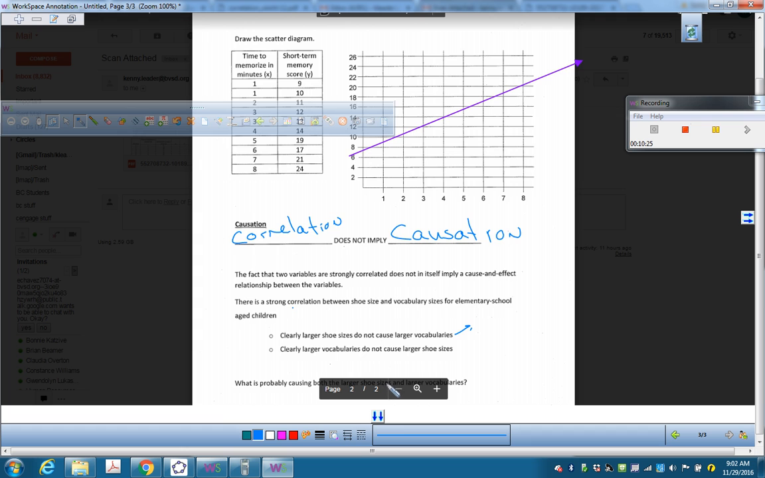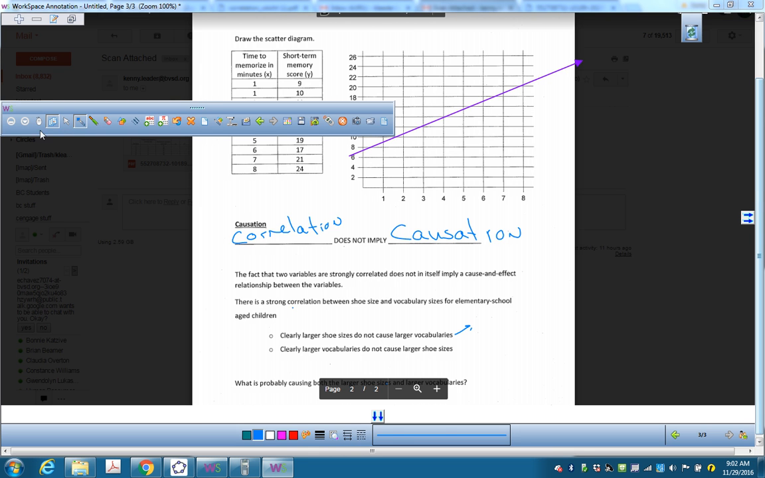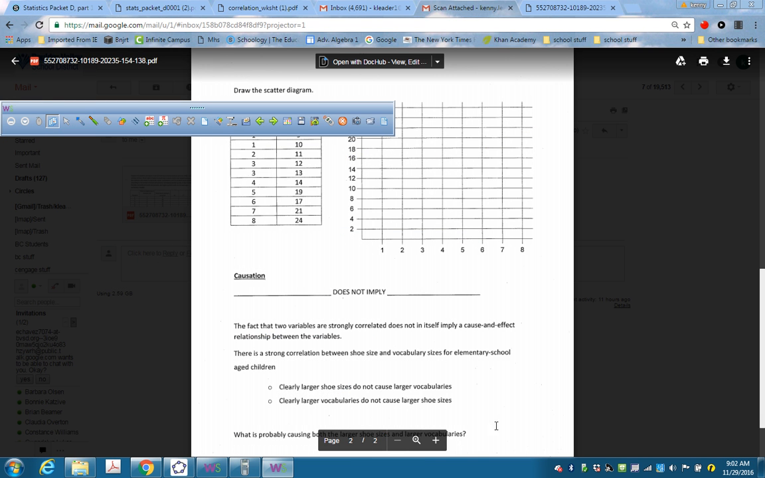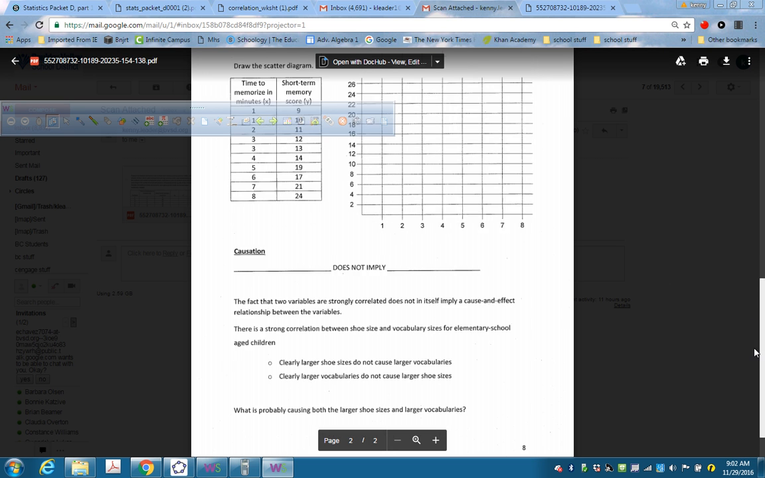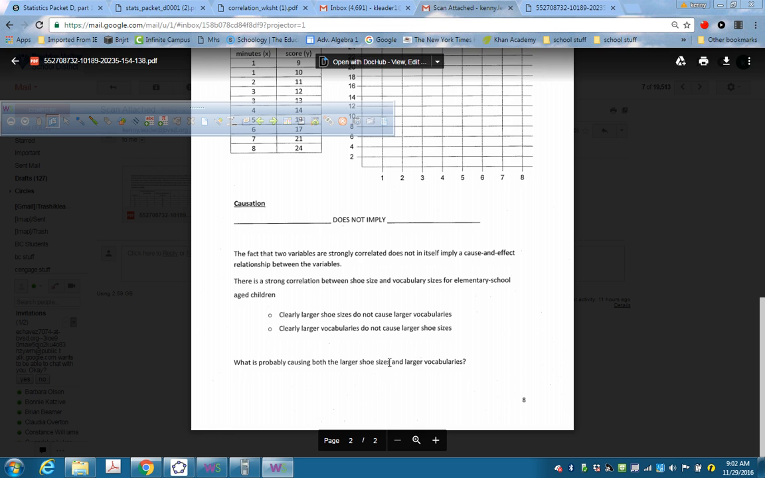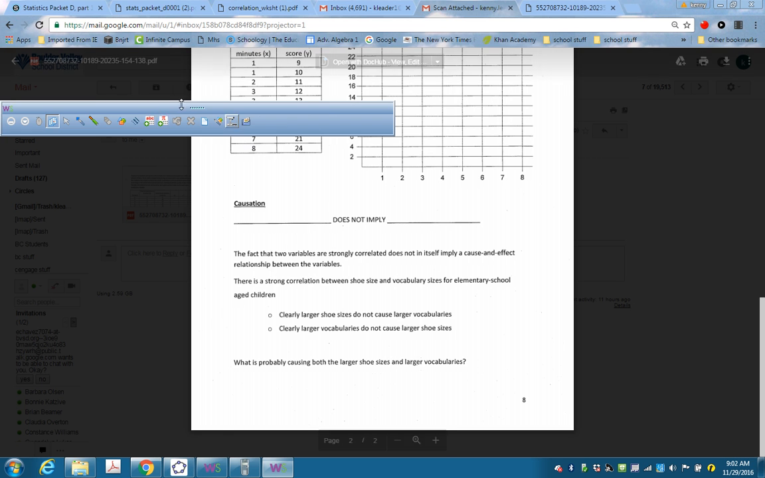What is probably causing both the larger shoe size and larger vocabulary? Older kids are getting older, right?